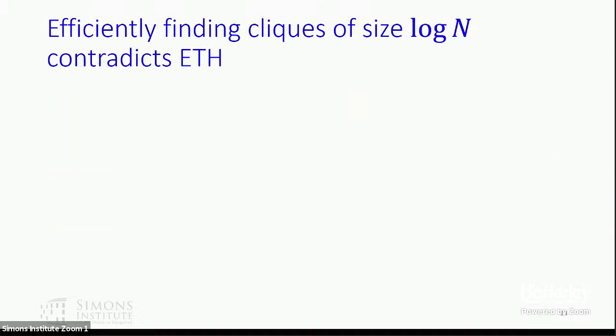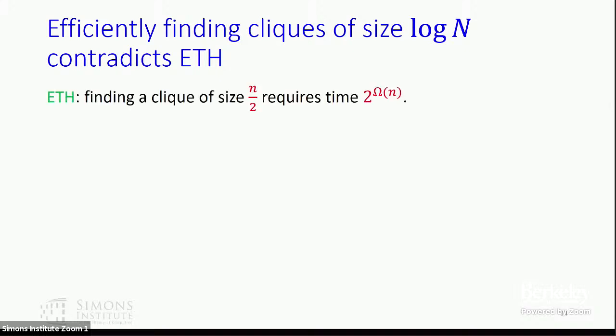So let me just briefly sketch the proof. That's a relatively easy proof. Why, if you can find cliques of size log n in polynomial time, would this contradict the exponential time hypothesis? This is a rather simple argument. So assume we have an algorithm that finds cliques of size, let's say, n over 2. The exponential time hypothesis says that finding cliques of size n over 2 should take time exponential in n.